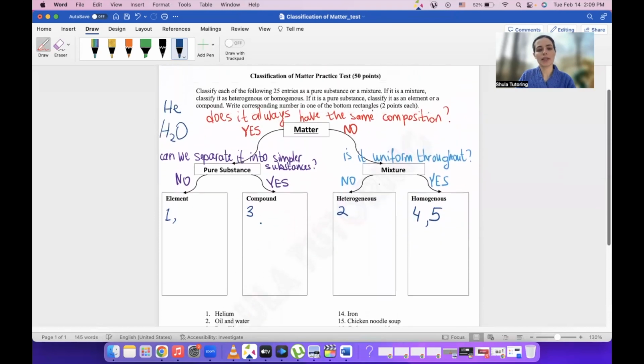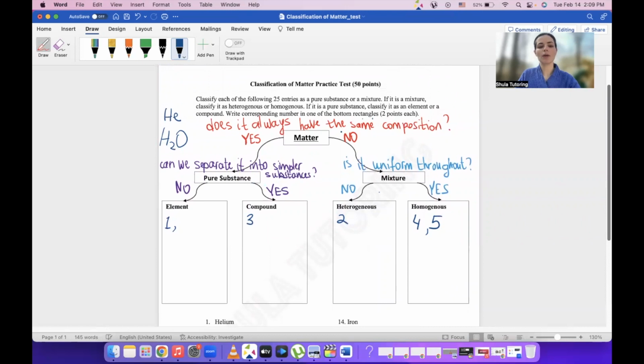Now, wet sand, does it always have the same composition? No, because there are different ways to mix water and sand, different proportions, different types of sand, right? So it's a mixture. Is it uniform throughout? No, because sand tends to settle on the bottom of the mixture, so you won't have a uniform mixture there. So that makes it a heterogeneous mixture.